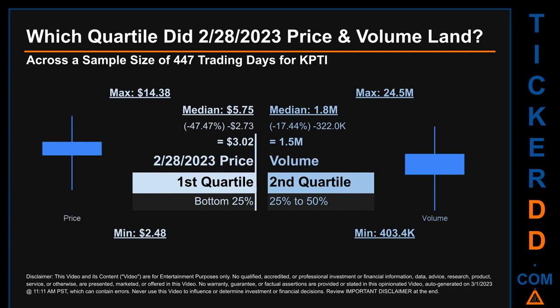Quartiles tell us about the spread of a data set by breaking that data set into quarters, just like how the median breaks the set into half. Descriptively, KPTI has a median price of $5.75. Therefore, February 28, 2023 price was lower from that middle marker by 47.47%. The day's volume of 1.5 million was less than the median by 17.44%.